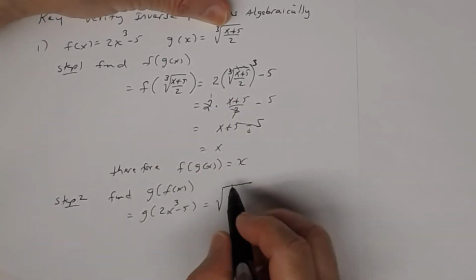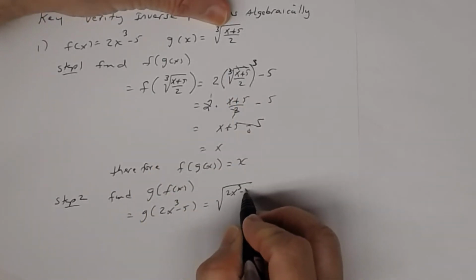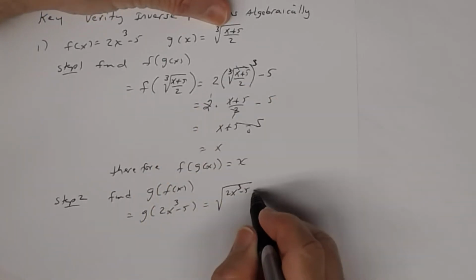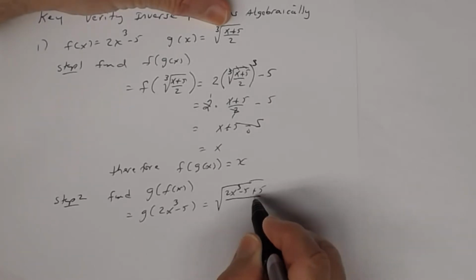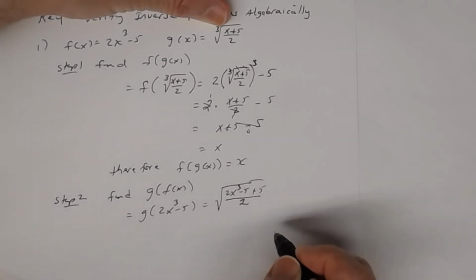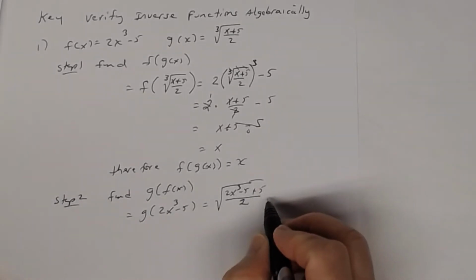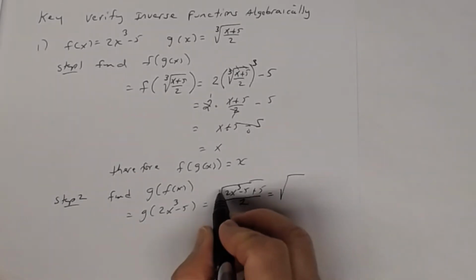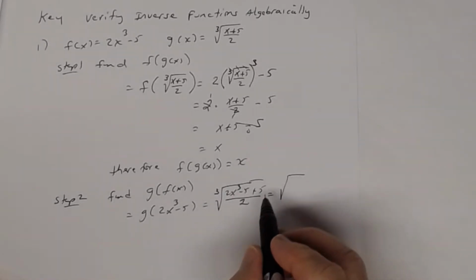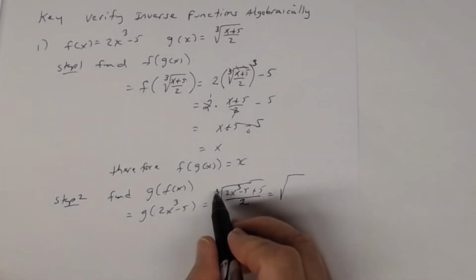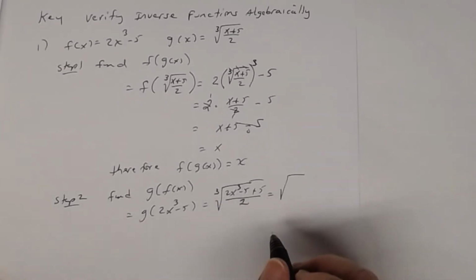So I'm going to get 2x cubed minus 5 and then plus 5. So that's my numerator, and this numerator is being divided by 2. All right, so let's go ahead and simplify this numerator. So I get the cube root. Oh, don't forget, that's the cube root. So make sure you say cube root here, because if you don't put the index 3, that's understood to be a square root.